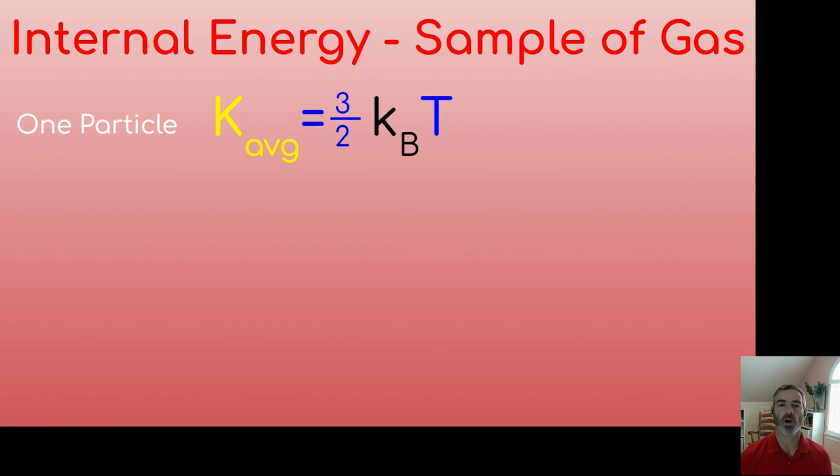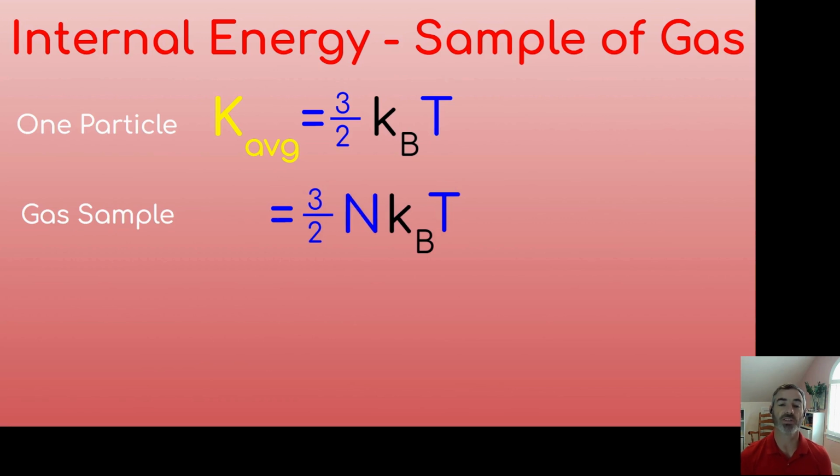But for an overall gas sample, well, we can find the energy of one particle. If we multiply by the total number of particles, which is capital N, that's going to give us the total internal energy of the gas. So we can calculate the total internal energy of the gas if we know how many particles there are and we know the temperature. That's going to give us the internal energy.